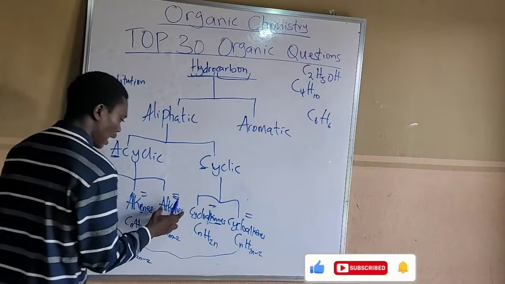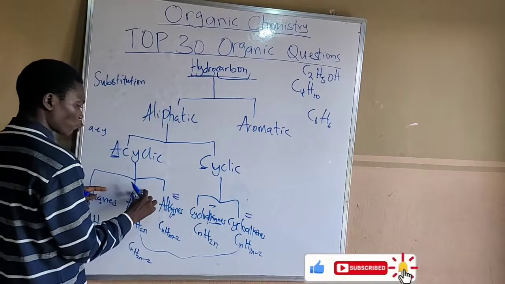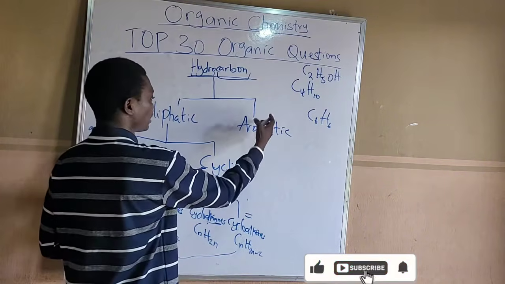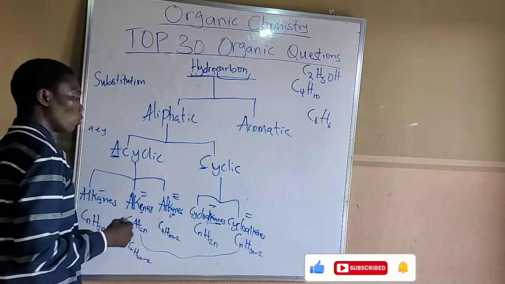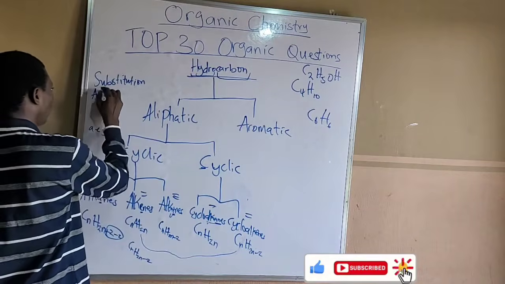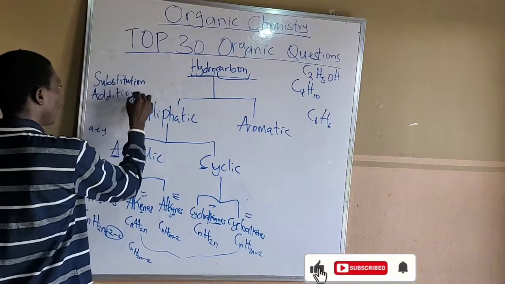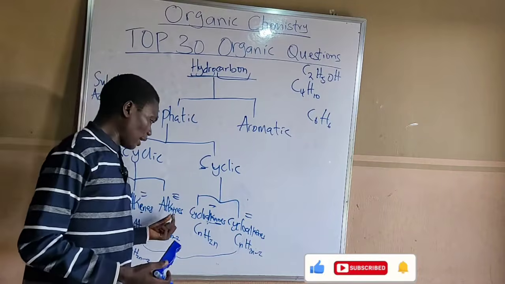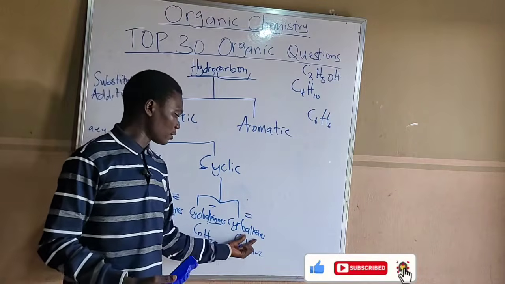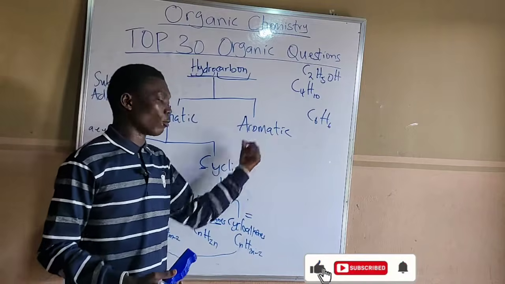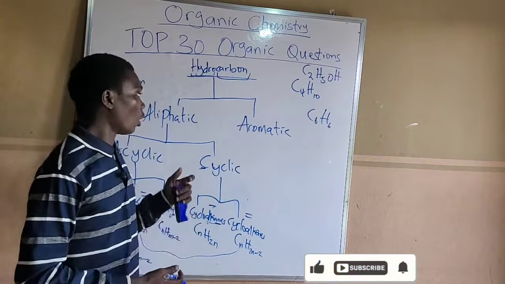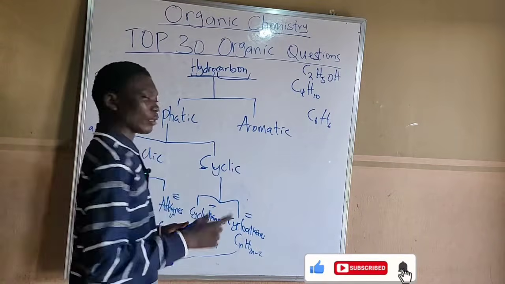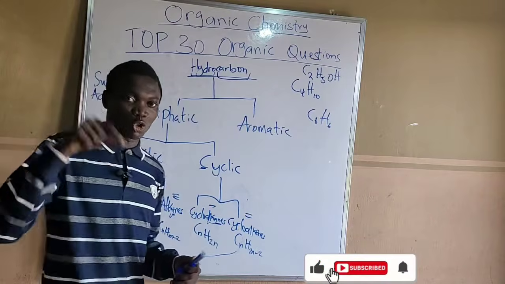But alkenes and alkynes, which have two or more bonds, cycloalkenes, and even benzene, which has double bonds, undergo what we refer to as addition reaction. Alkenes undergo addition reaction, alkynes undergo addition reaction, cycloalkenes undergo addition reaction, and aromatics, with benzene as an example, undergo addition reaction. But the thing is that benzene does not only undergo addition reaction, it also undergoes substitution reaction.